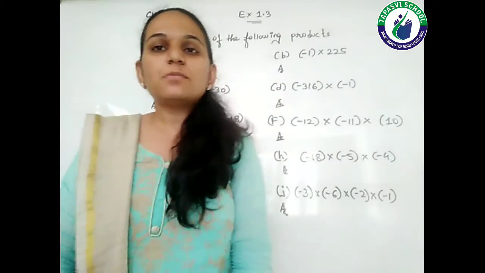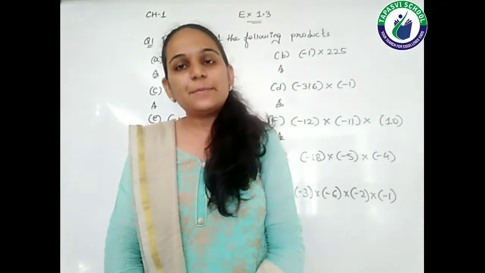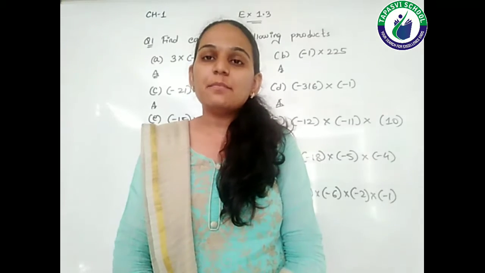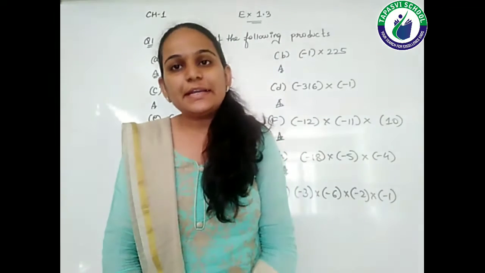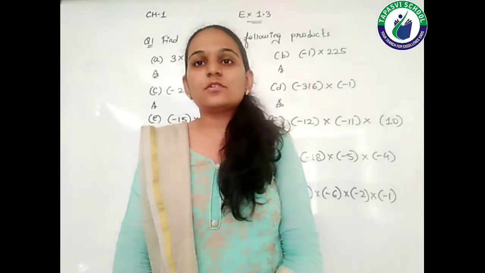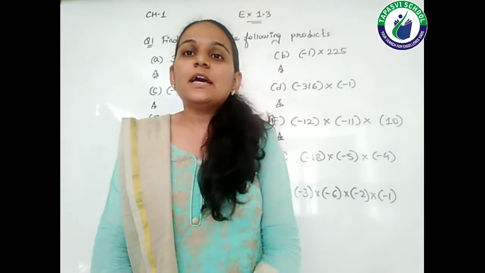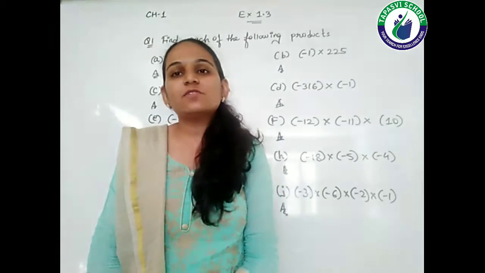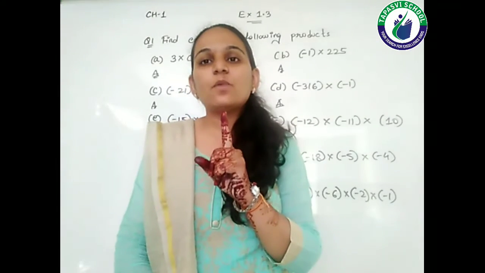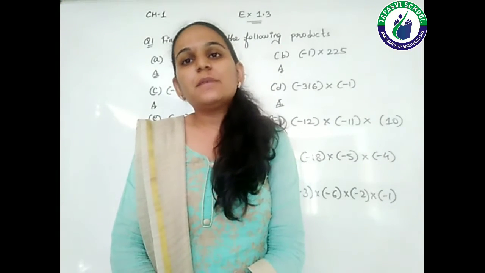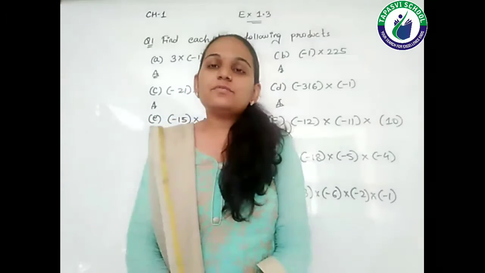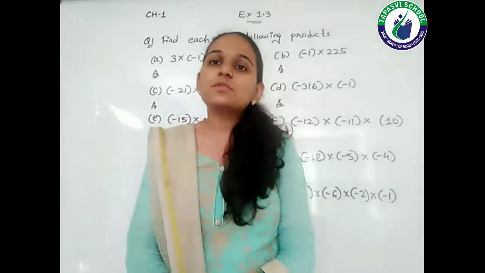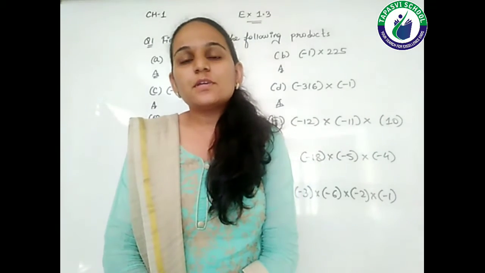That means in question number 1 you are supposed to do the multiplication, but here you need to remember the rules of multiplication of integers. Once again I revise the rules. If there is a positive and a negative sign and you multiply them, the answer will always be negative. That means if the negative sign comes one time, the answer will always be negative. And if the negative sign comes two times, that means if you multiply a negative integer with a negative integer, the answer will always be positive.